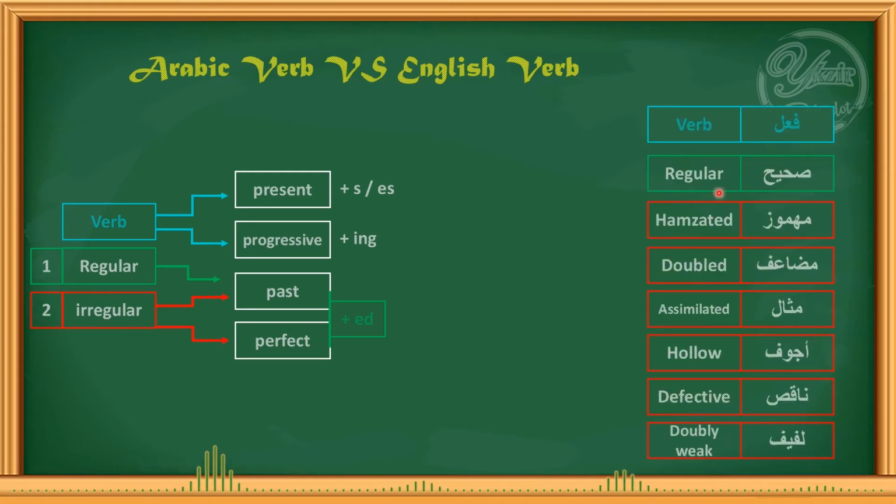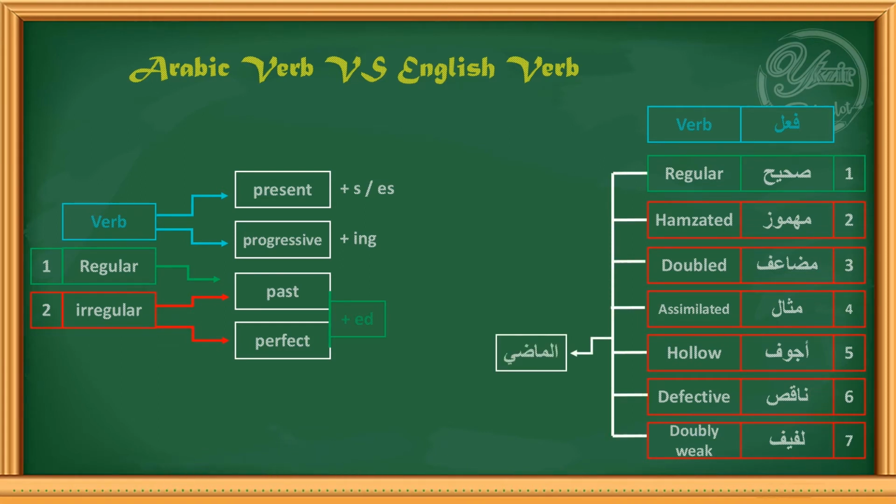Compared to Arabic, again, Arabic has a much more complex system for verb declension. Also, Arabic has more types of verb than English, that is, fi'al sahih, fi'al mahmus, fi'al mudha'af, fi'al mithal, fi'al ajwaf, fi'al naqis, fi'al lafif. All types of these verbs decline for tenses. Basically, there are only two types of verb, that is al-madi, the perfect verb, and al-mudari', the imperfect verb.